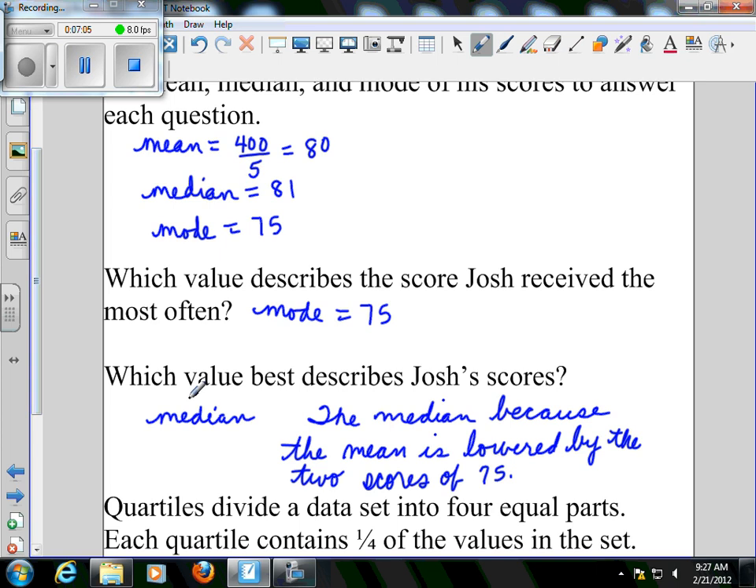Okay. Mode wouldn't work in this case because mode is just representing the lowest score. Okay.